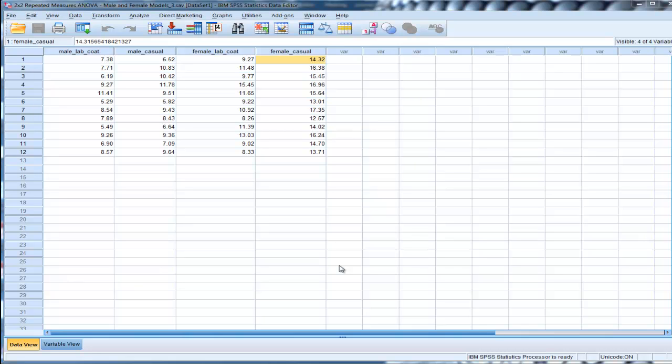So in this example, which is fictitious data, I have a group of 12 people. In fact, they were all males, and they were tested on a memory test on 4 separate occasions. All 12 males were tested on 4 separate occasions, and on each occasion, a different person administered the memory test.